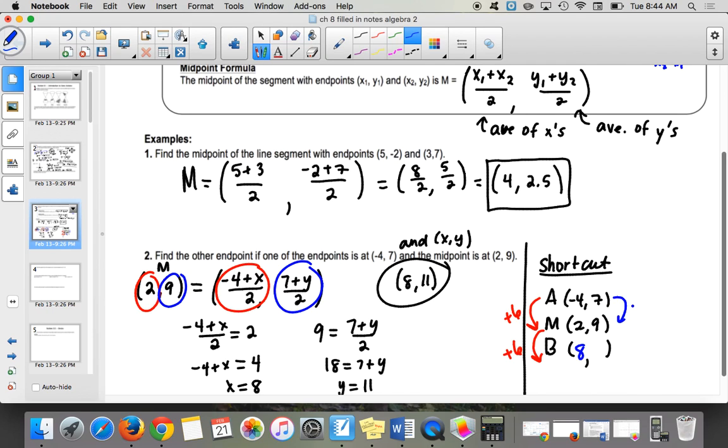And then same thing with the other ones. So I'm going to add, to go from 7 to 9, I'm going to add 2. And then I'm going to add 2 again. And sometimes you're subtracting, sometimes you're not adding. So I'm going to get 11. Does it make sense? So I get 8, 11 in the end, which is the same answer as what I had before. Okay, much easier, right?